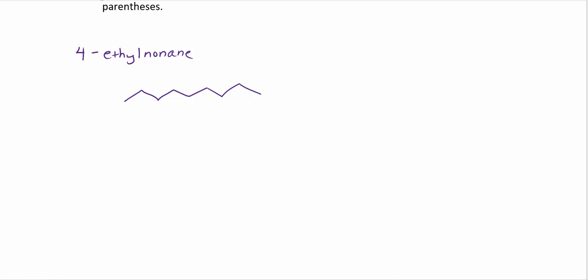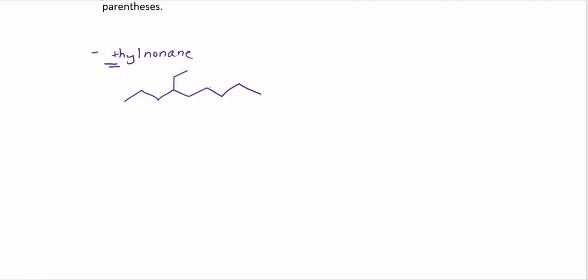So there's 9 carbons. 1, 2, 3, 4, 5, 6, 7, 8, 9. Remember, there's a carbon at every end and every bend. And then at carbon number 4, I need to put an ethyl group. Ethyl tells me that I have a 2-carbon chain. So at carbon number 4, I'm going to give it 1, 2. So this is 4-ethyl nonane.